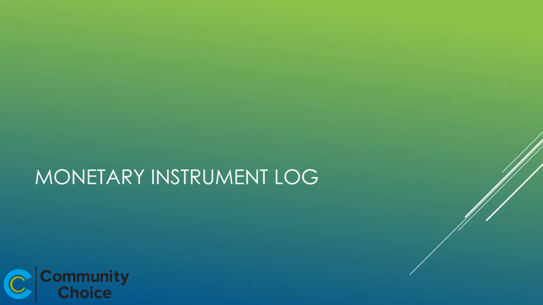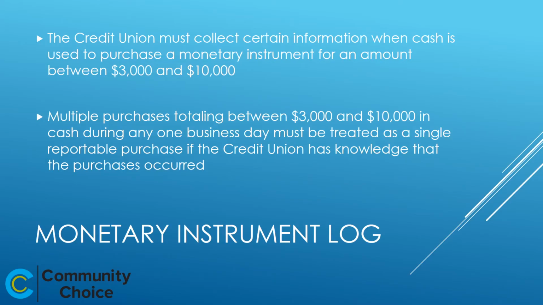Just like wires, the credit union is responsible for tracking certain information in regards to monetary instrument sales, such as cashier's checks or reloadable prepaid cards. The credit union must collect certain information when cash is used to purchase a monetary instrument for amounts between $3,000 and $10,000. Multiple cash purchases totaling between $3,000 and $10,000 during any one business day must be treated as a single reportable purchase, just like the CTR rule.